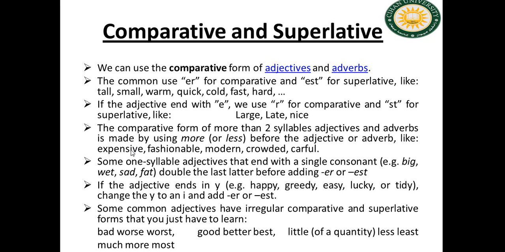For 2 syllables or more, use "more" or "less" if you are going to talk about the comparative. And you use "most" or "least" if you are going to talk about the superlative. For example, expensive. There are 3 syllables for this adjective. So if I'm talking about the comparative, I say more expensive. Or it's possible to say less expensive. Fashionable, more fashionable, or it's possible to use less fashionable. That's for the comparative. Same for modern, crowded, careful.